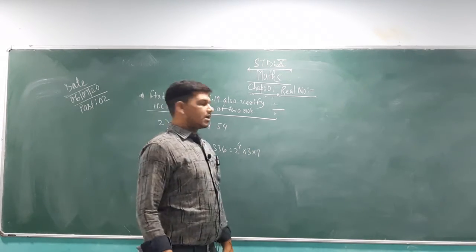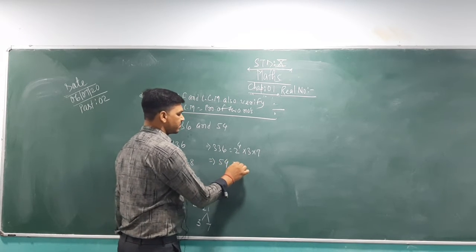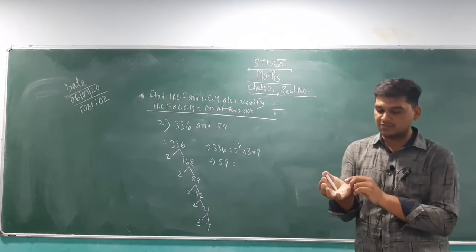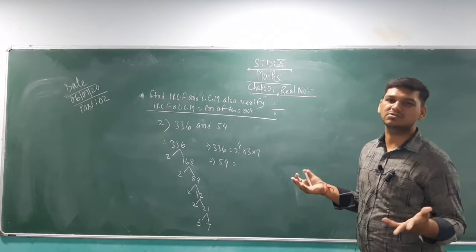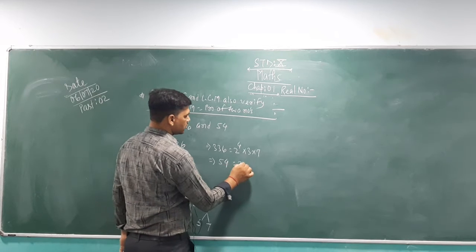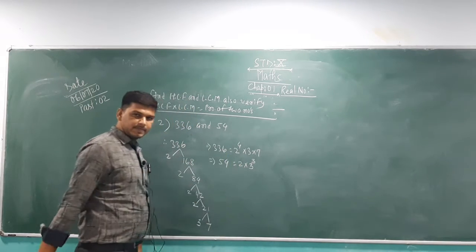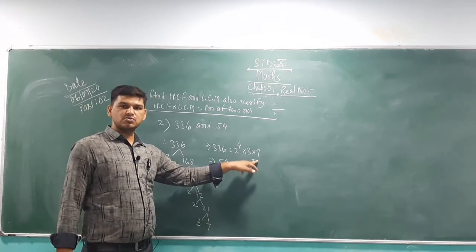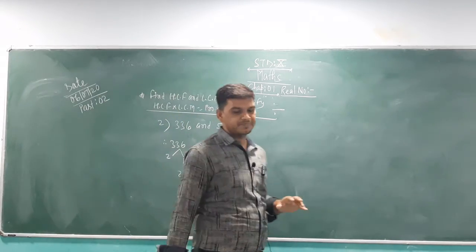Okay. Now what about 54? Prime factor of 54, what is that? 6 nines are 54. Yes, 27 twos are 54. So I'll write here 2 into 3 raised to 3. Right? 2 into 3 raised to 3, that should be 54. 3 raised to 3 is 27, and 27 twos are 54. So I'll get 2 into 3 raised to 3.